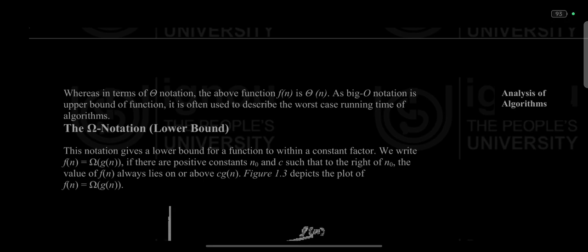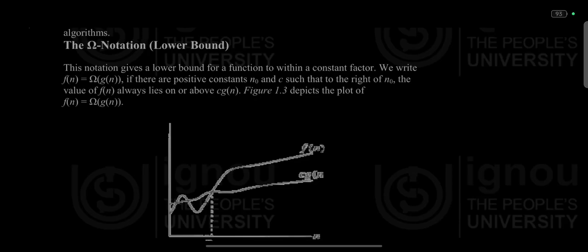As big O notation is an upper bound of a function, it is often used to describe the worst case running time of algorithms. The big omega notation is a lower bound. This you can see here in the graph.